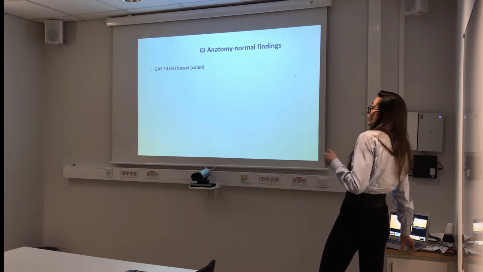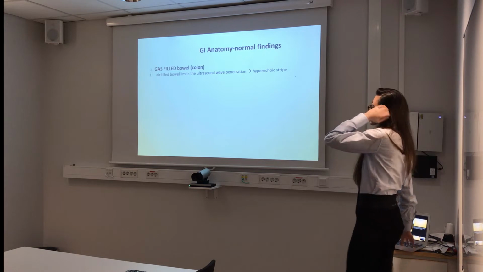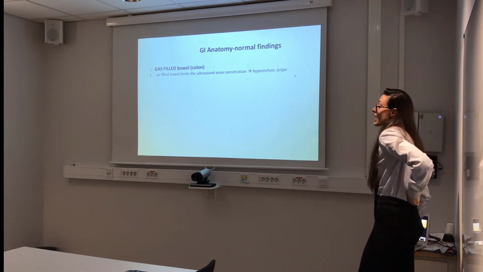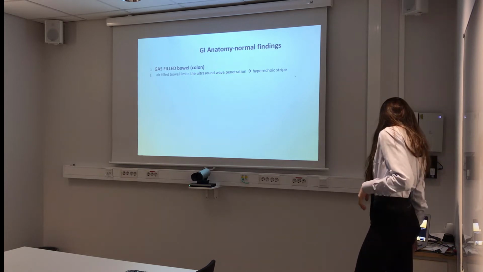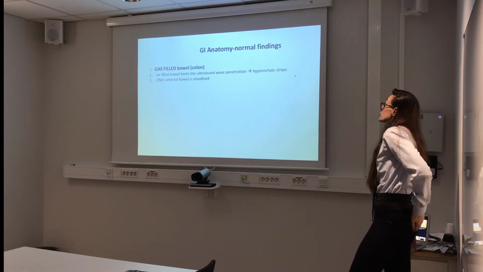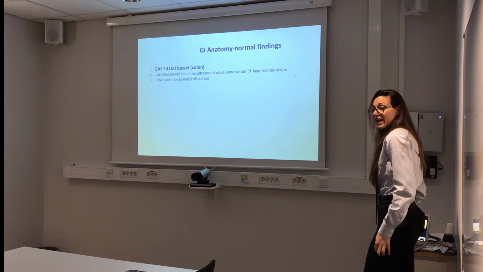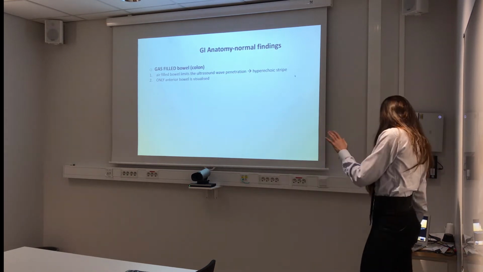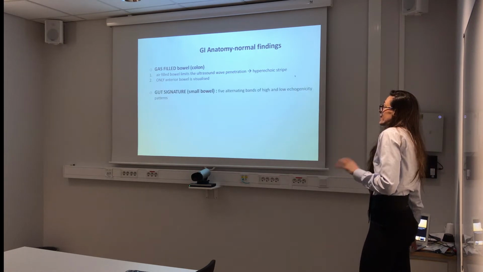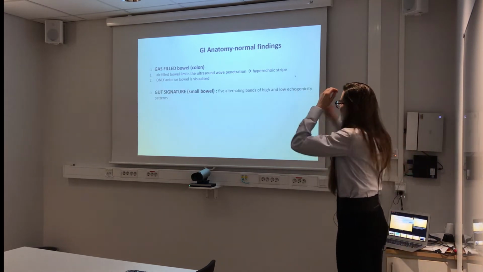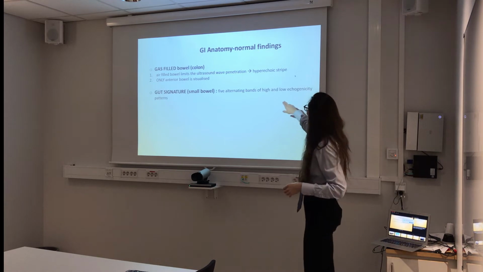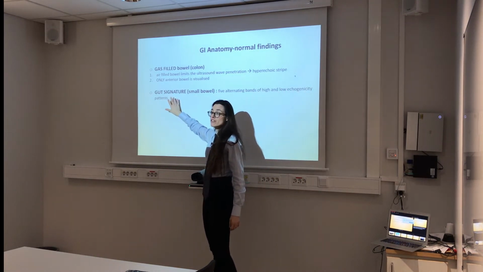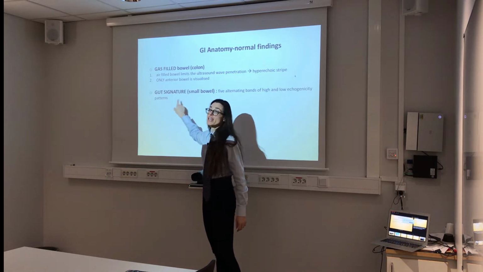So the gas-filled bowel is exactly what I was trying to say. Air-filled bowel limits the ultrasound wave penetration as a hyperechoic stripe, right? And then only the anterior bowel is visualized. So what you see basically is only the anterior part, and it's totally normal. Gut signature, small bowel: 5 alternating bands of high and low echogenicity. So the gut signature is something that belongs just to the small bowel. So this is what you can see.